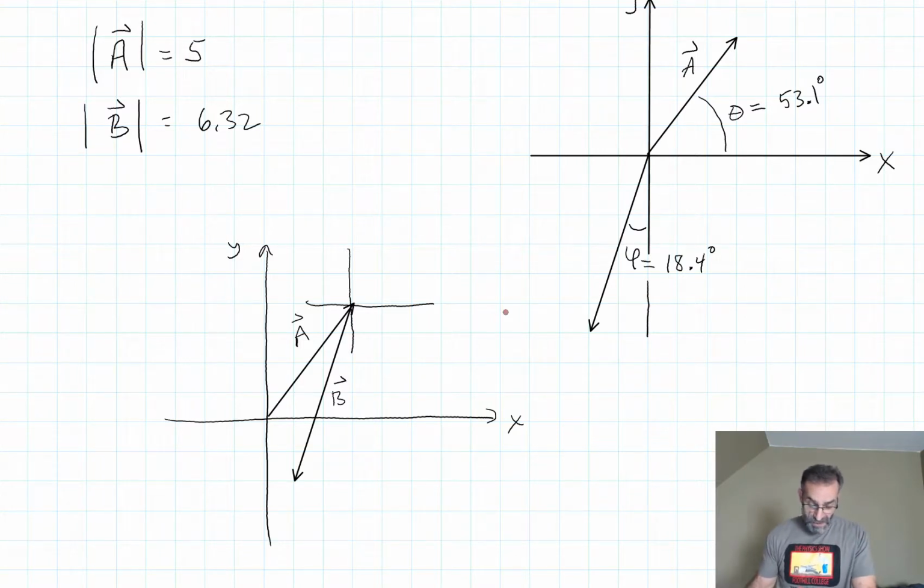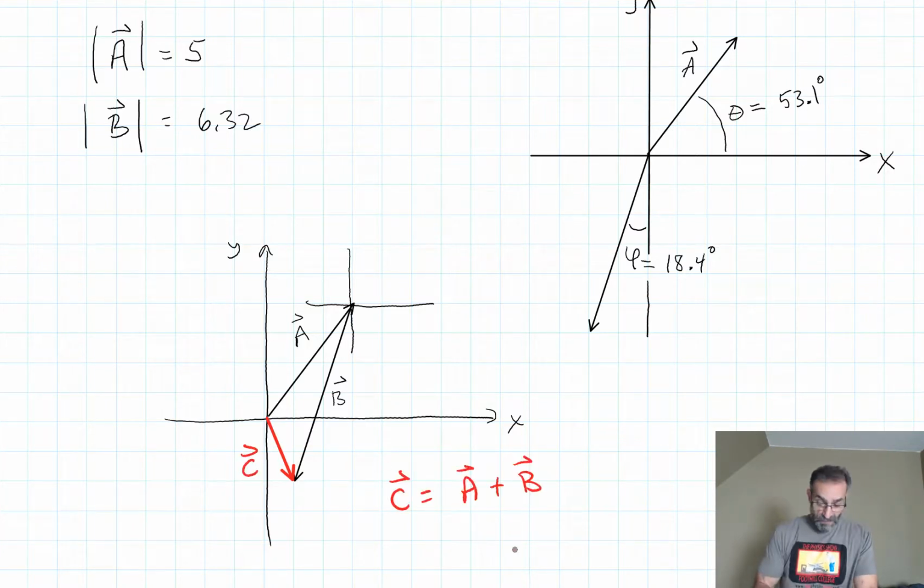And what is our resultant? It's this red vector. We start at our starting point, which is the origin, and we draw a vector out to the tip of the last vector. So that's the resultant. I'll call it C. And of course, when we're drawing these vectors, we use our protractors to get our angles just right, and our rulers to get the lengths of these vectors just right, proportional to the magnitude of each vector. So A has a length of 5, B has a length of 6.32.